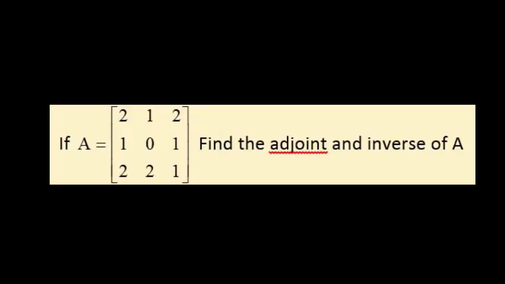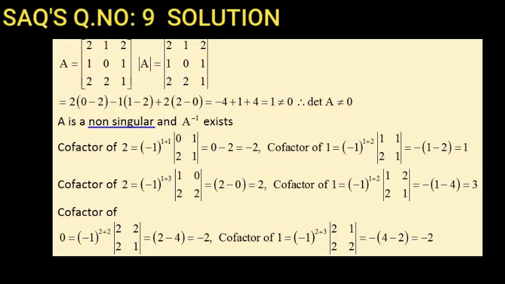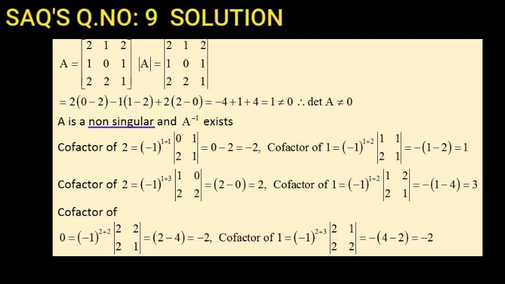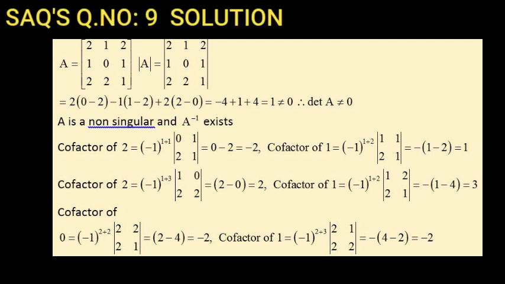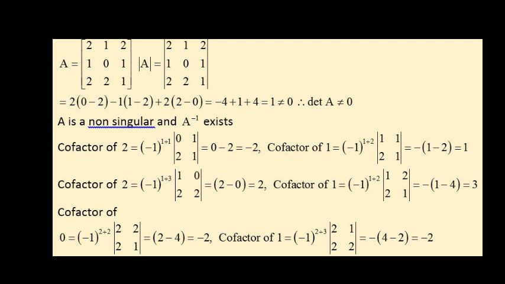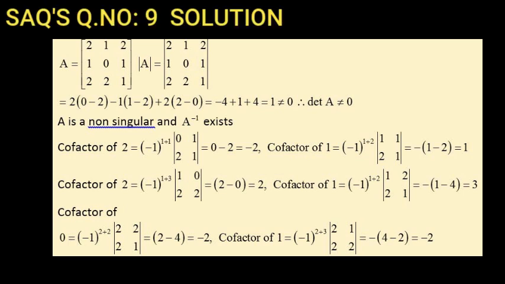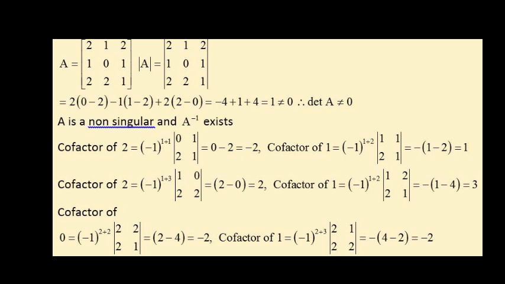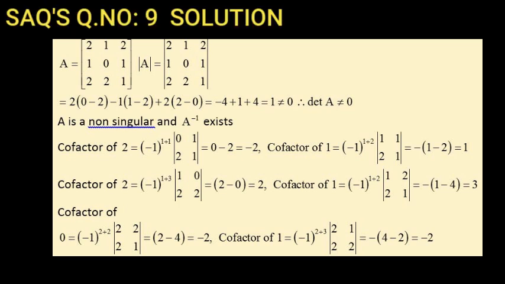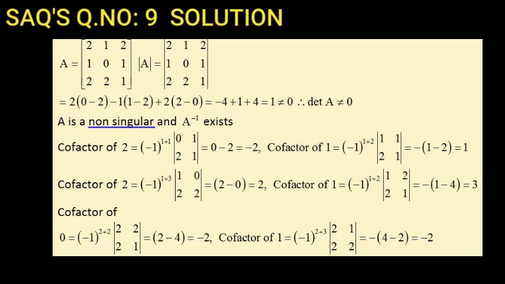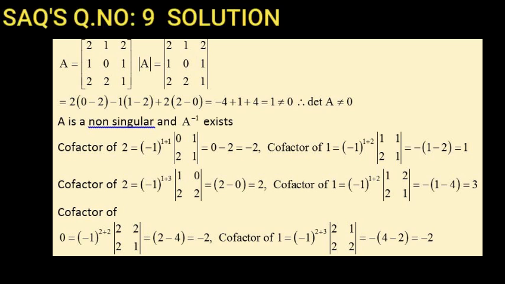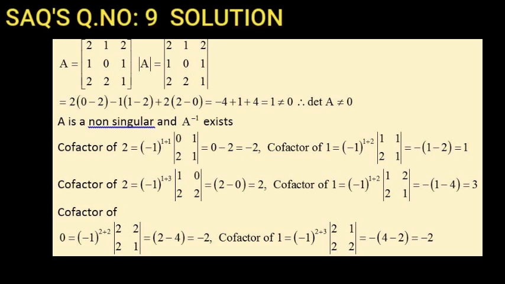Okay, next one is, if A is equal to 2, 1, 2; 1, 0, 1; 2, 2, 1, find the adjoint and inverse of A. Okay, now we find the adjoint of a matrix. Adjoint means transpose of the cofactor matrix. For this, first we find the cofactor matrix. Cofactor matrix means each element is replaced by its cofactor. Okay, first we find the cofactor for each element. Cofactor is equal to minus 1 whole power i plus j into its minor. Here i means the row number and j means the column number in which the element exists.